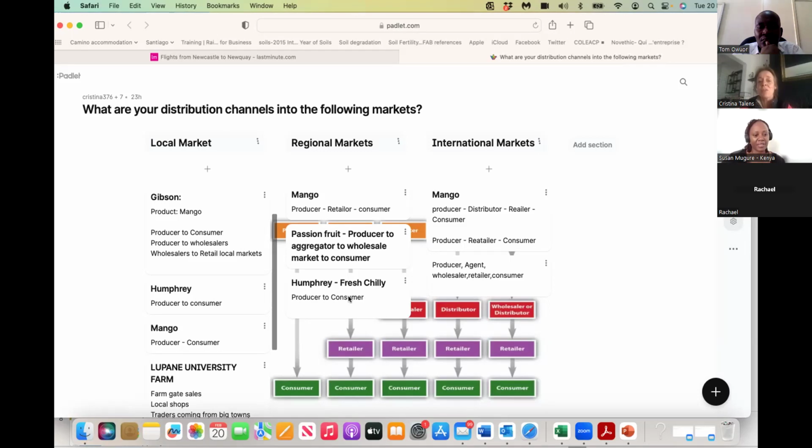Humphrey, fresh chili producer to consumer. So Humphrey, just a quick one. When you said you go directly to consumer in regional markets, do you post that directly to them or do you sell it at the market? No, we just send to them. We send them through direct flights that connect our countries.